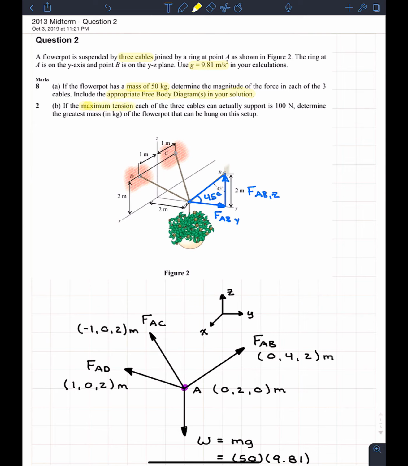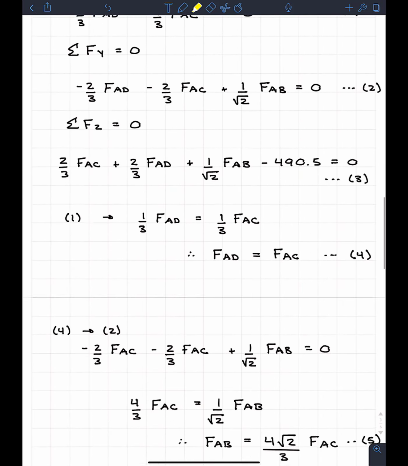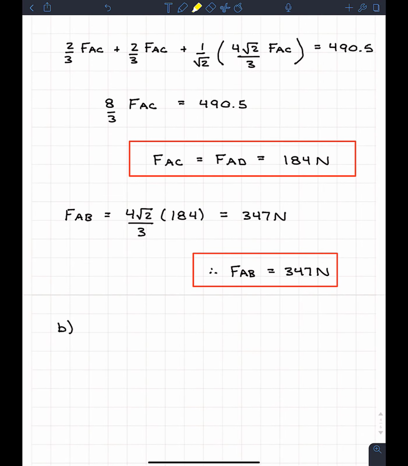So if the maximum tension of each of the three cables can only support 100 newtons, determine the greatest mass in kilograms that the flower pot can be hung on the setup. So basically we're trying to find the mass of that pot so that the maximum force in any of those cables is 100 newtons. And if you look at that, you're thinking, okay, it was a pain to find the forces the first time. Why would I want to do that again?